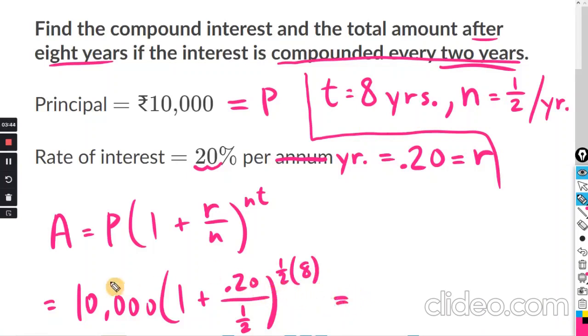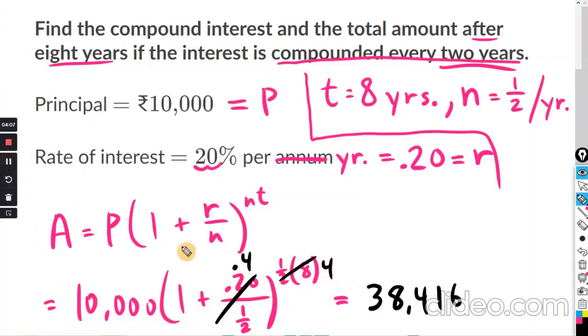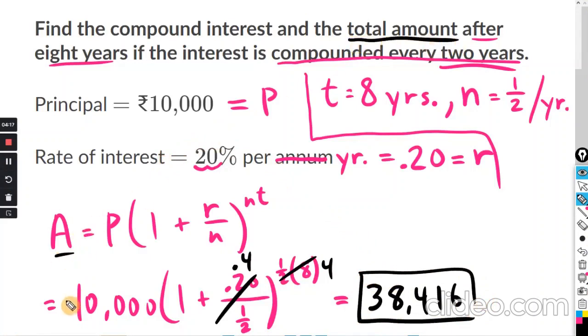You can do this whole thing in the calculator as is, or if you want a little shortcut, 0.2 divided by 1/2 is the same as multiplying by 2, so this is going to be 0.4, and 1/2 times 8 is 4. Again, we can just do this on the calculator. Make sure you use parentheses for this exponent. And I get 38,416. That is the total amount, or the amount accumulated.